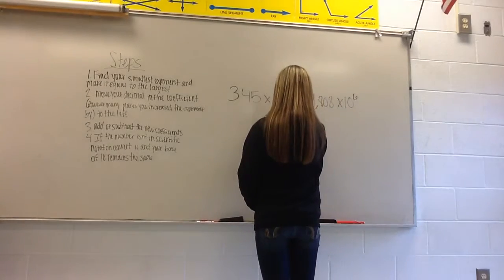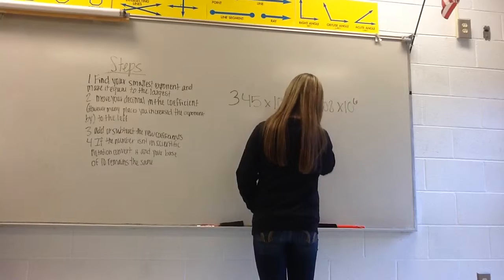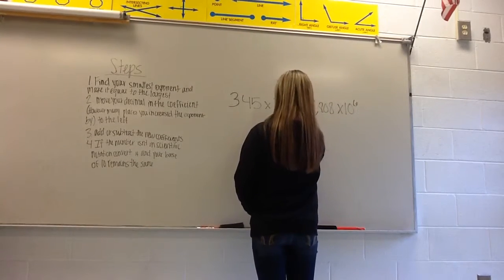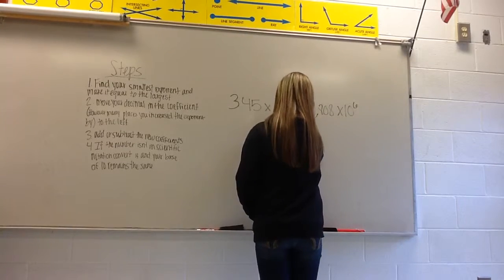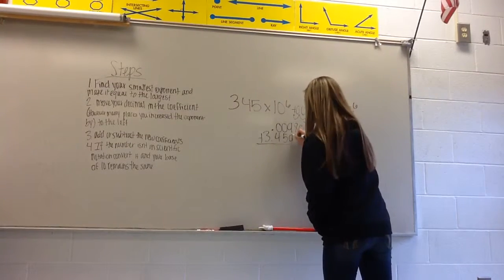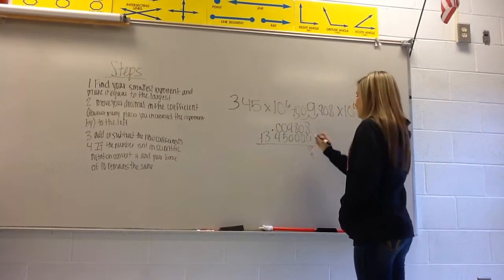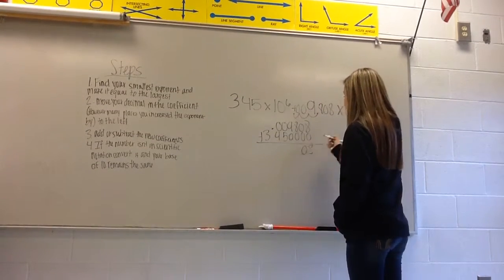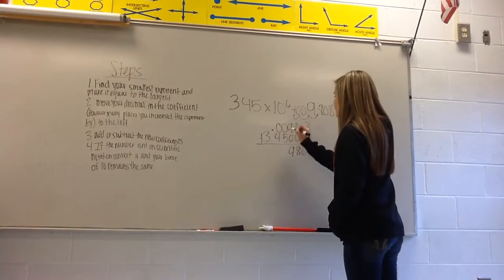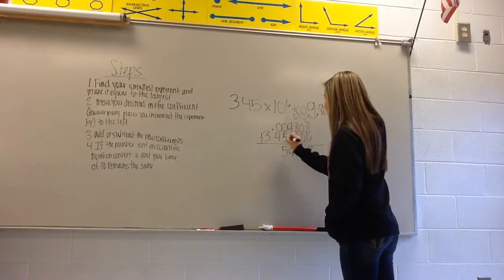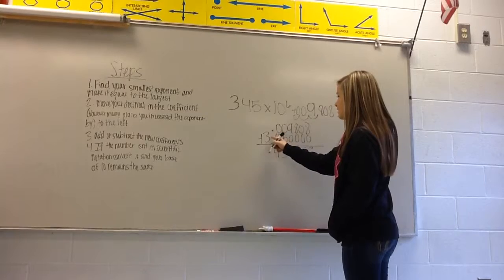So we have 0.009808 plus 3.45. We're going to fill in our zeros when there are no numbers. 8 plus 0 is just 8. 0 plus 0 is 0. 8 plus 0 is 8. 9 plus 0 is 9. 5 plus 0 is 5. And 4 plus 0 is 4. Next we bring down our decimal, and then we bring down the 3.